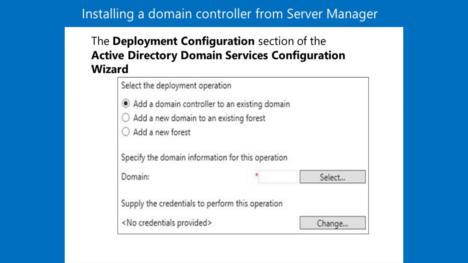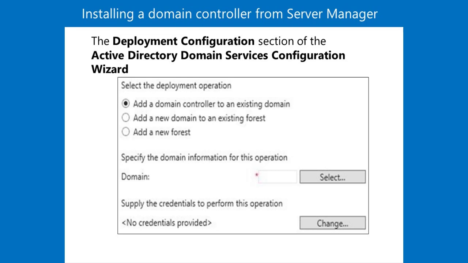The domain controller installation and promotion process has two steps. First, you need to install the files that the domain controller role uses. You do this by using Server Manager to install the ADDS role. At the end of the initial installation process, you have installed the ADDS files, but not yet configured ADDS on the server. To configure ADDS, you use the Active Directory Domain Services Configuration Wizard.